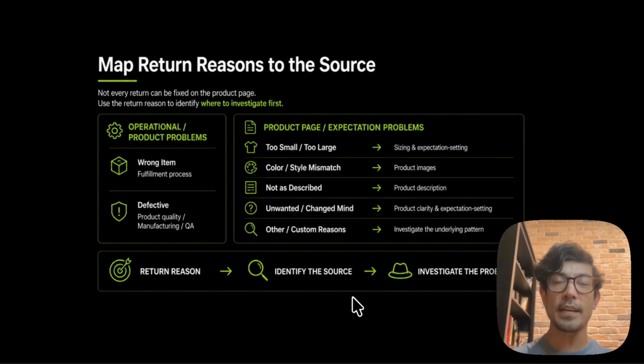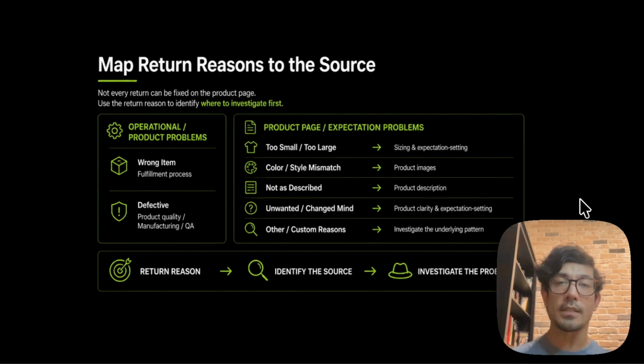If it's not an operational or a product problem, we can almost always address it on the product page itself. For example, if customers are getting an item and they're saying that it's too small or too large, there's an issue with sizing and expectation setting. Maybe you're selling garments from China that fit small, and they're not US size, they're China size. You need to figure out a way to indicate on the product page that they run small and for the user to size up.